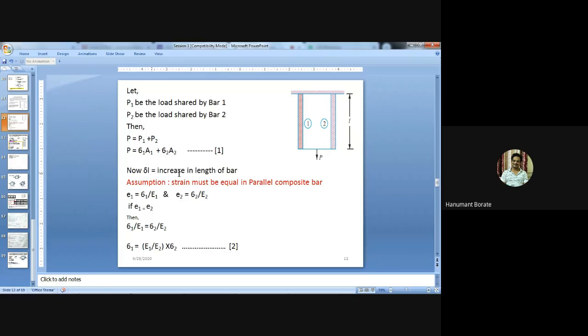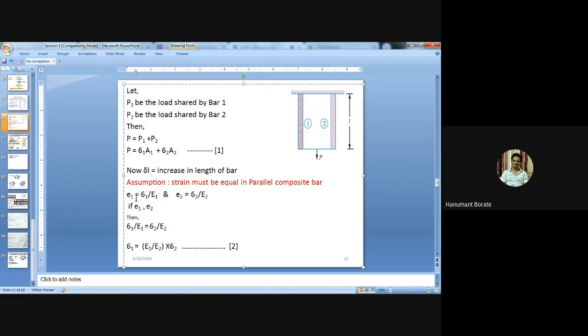Now delta L is the increase in the length of a bar. When we apply a force, there will definitely be a change in length; the bar is going to extend. But the assumption is that strain must be equal in a parallel composite bar. So we need to select the dimensions of the members in such a way that when we apply the force, the elongation of both bars is the same.